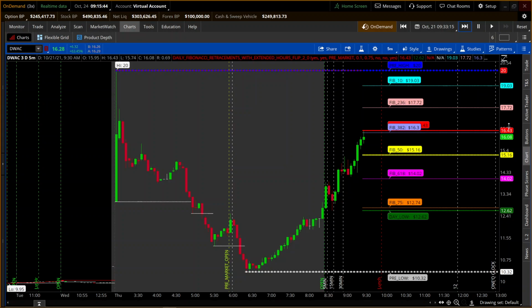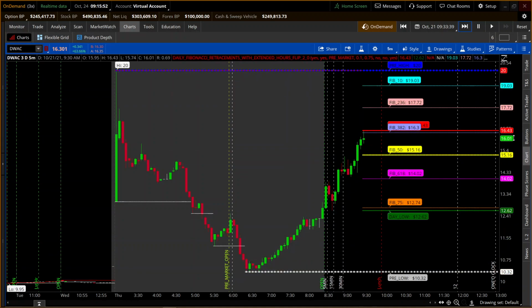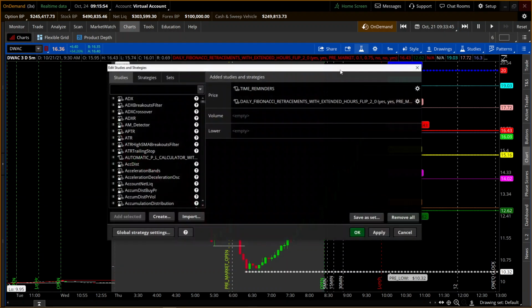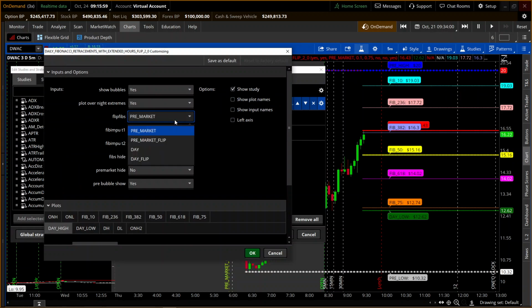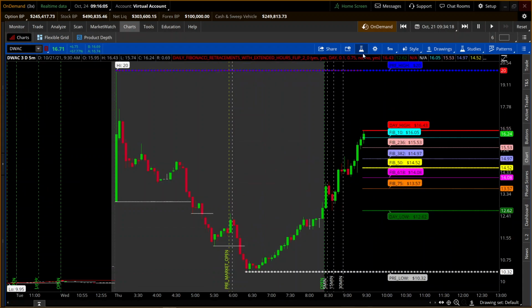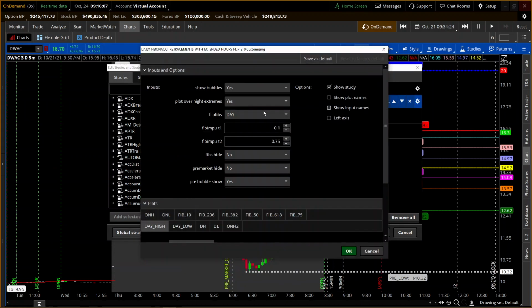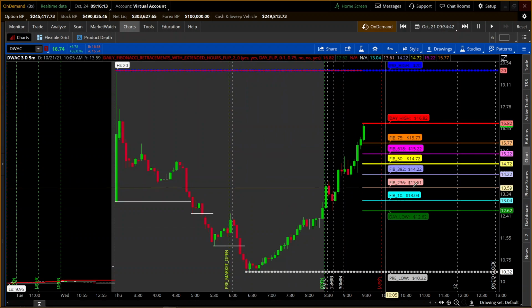Daily version, it works on the actual day high and day low, and the pre-market high and pre-market low. And like I said before, if you want it just for the day's high and day's low, just move over here to the actual day. Boom, there's your retracement levels, and you can flip those as well. Boom, there's your new retracement levels as well too.